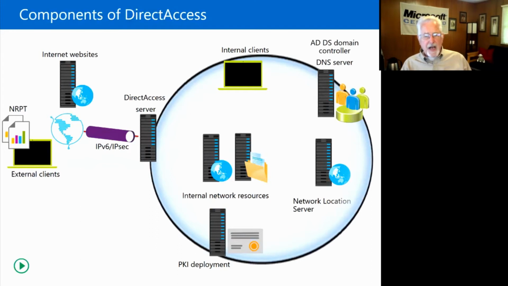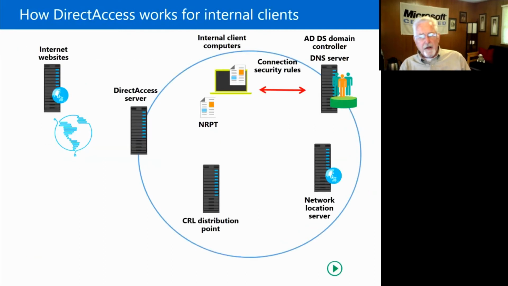On the right-hand side, you'll see that internal clients at the top, inside of that large circle, have access to internal network resources. There's certificate servers there, DNS and Active Directory. But the first thing that's going to happen for an internal client, the internal client is going to make a connection to their domain controller and authenticate, right? That's the first thing they do when they start it up.